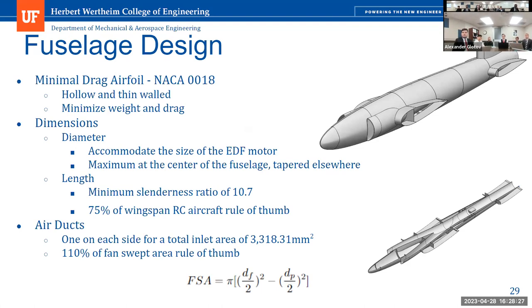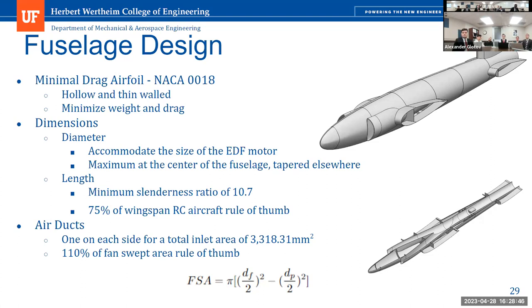We ensured that our fuselage was hollow and thin-walled, as you can see in the bottom right section cut. This was just so we could minimize our weight, and the drag was minimized as well. Our diameter at the largest portion of the fuselage was 125 millimeters, and this was to accommodate the size of the EDF motor that we selected.